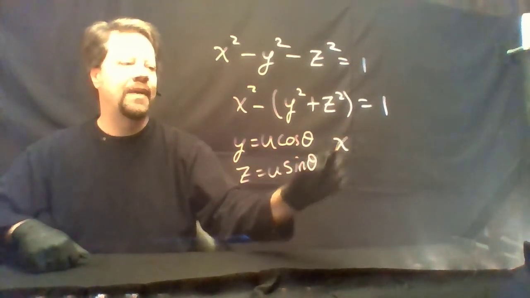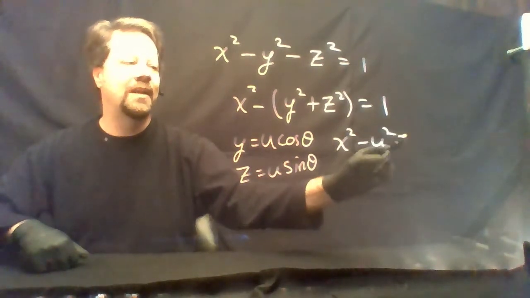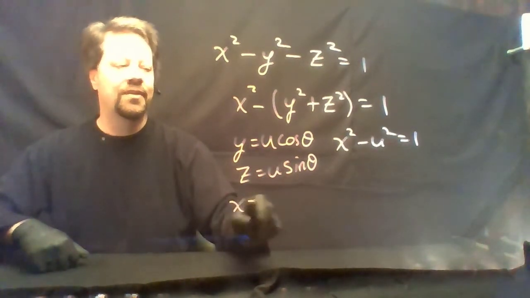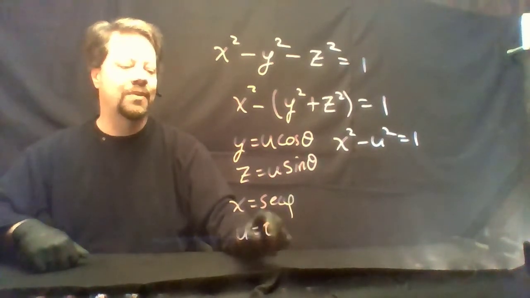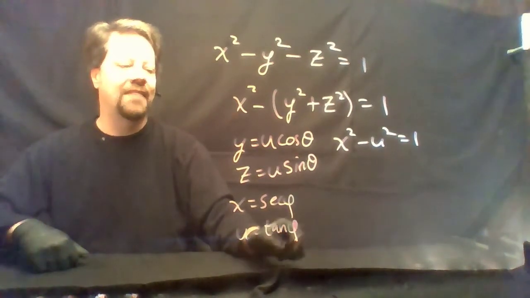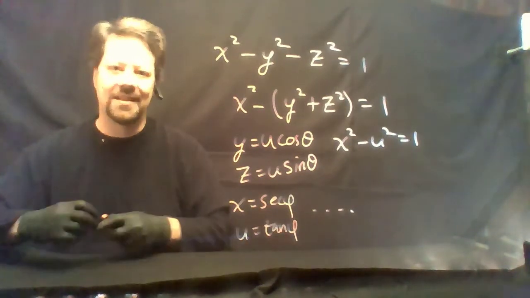That will give you x squared minus u squared equals 1. We'll choose x equals secant phi and u equals tangent phi. And the rest is obvious.